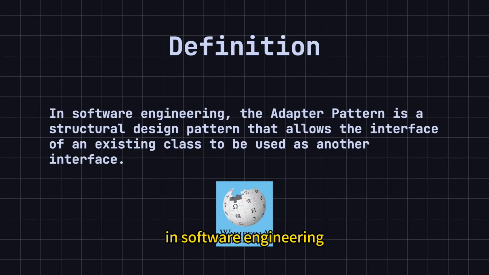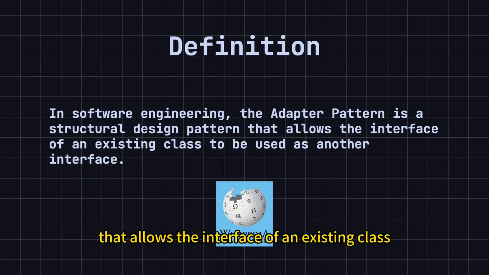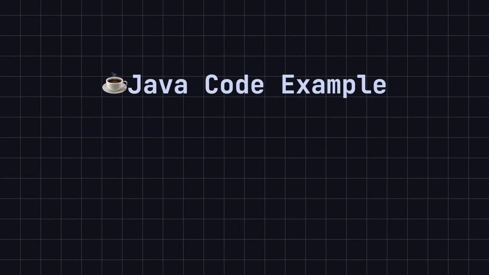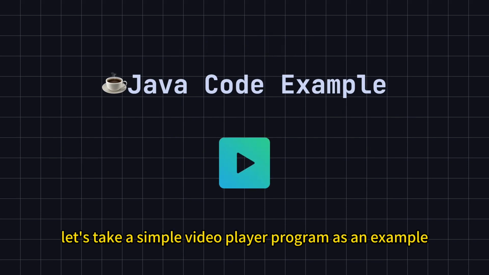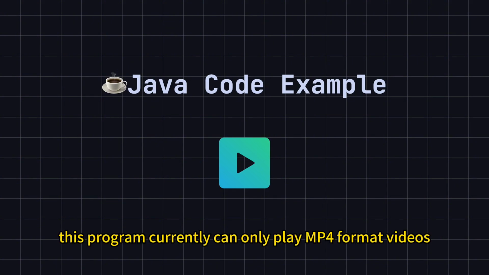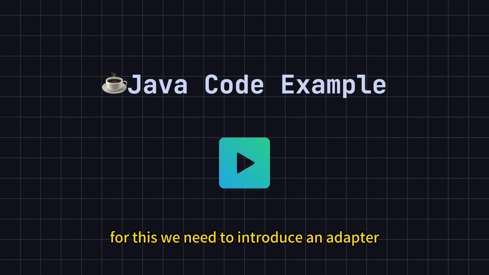According to Wikipedia, in software engineering, the adapter pattern is a structural design pattern that allows the interface of an existing class to be used as another interface. It is often used to make existing classes work with others without modifying their source code. To better understand this pattern, let's take a simple video player program as an example and implement an adapter using Java. This program currently can only play MP4 format videos, but we want it to also play VLC and AVI formats. For this, we need to introduce an adapter.